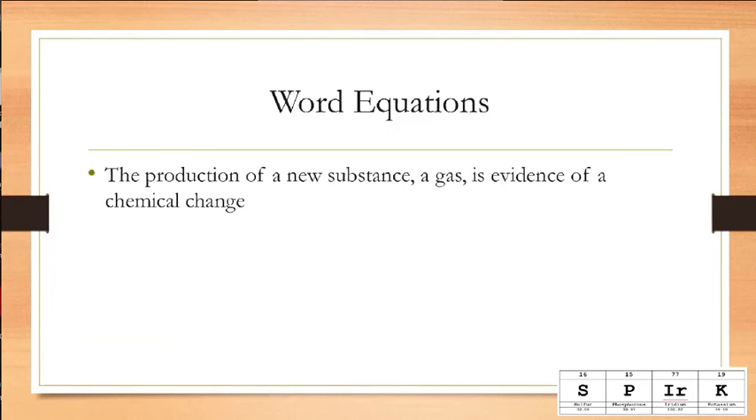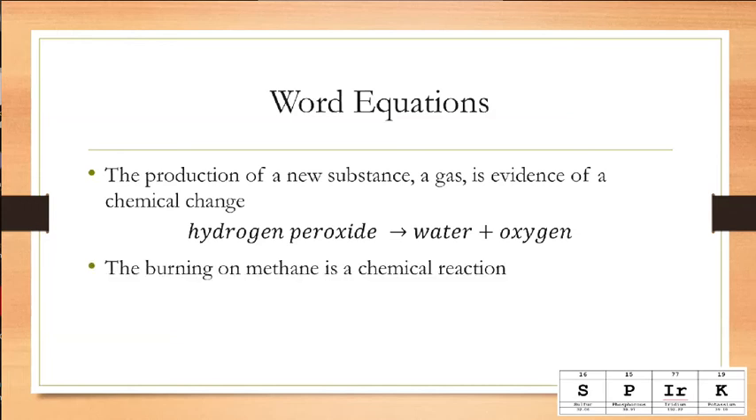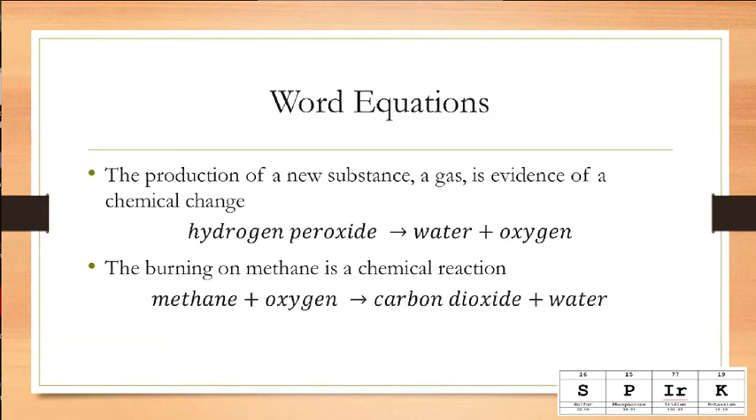The production of a new substance, a gas, is evidence of a chemical change. So here we could have hydrogen peroxide, which yields to produce water and oxygen, and we know that oxygen is a gas. The burning of methane is a chemical reaction. We have methane plus oxygen yields carbon dioxide and water.